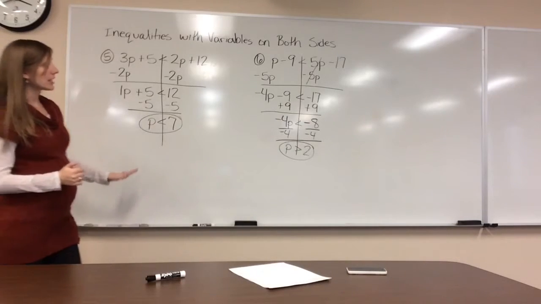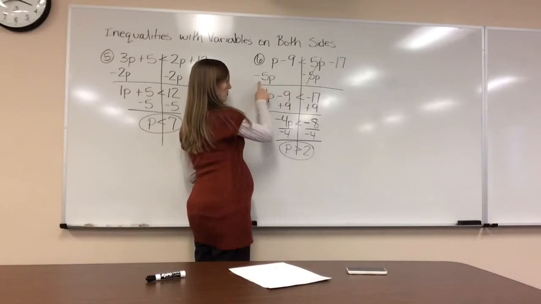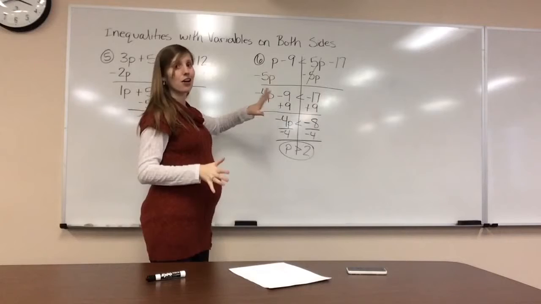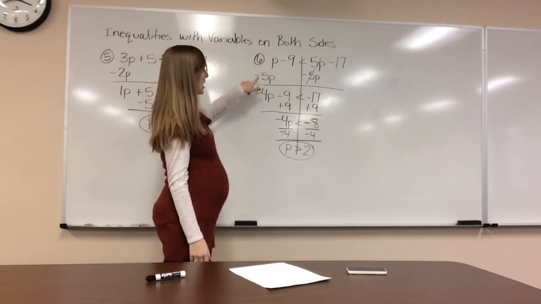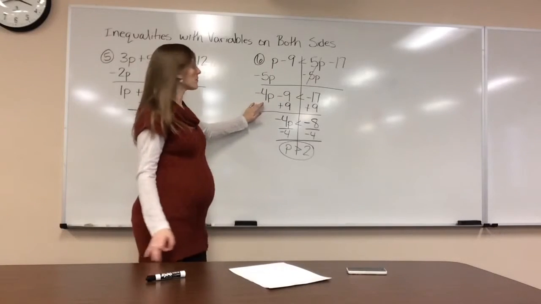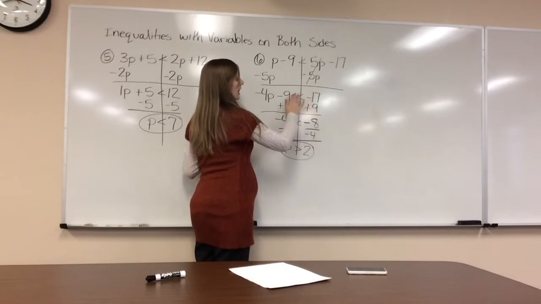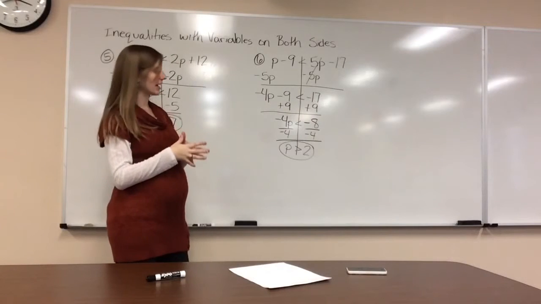On problem number 6, I needed to cancel out the 5p, so I did that first, subtracted 5p on both sides. Again, remember, p by itself means there is a 1 there, they just don't write it. So 1 and negative 5, when I combine those, I get negative 4p. The minus 9 and the minus 17 just came down. I left my inequality sign the same because I haven't multiplied or divided by a negative.